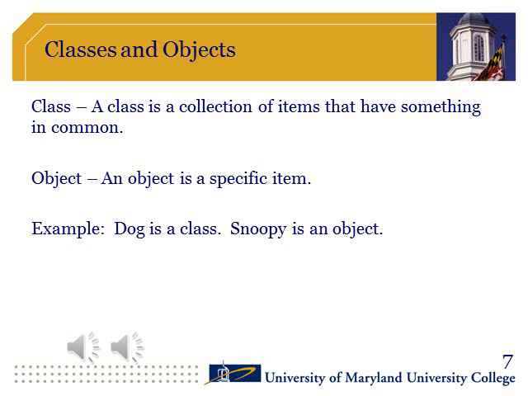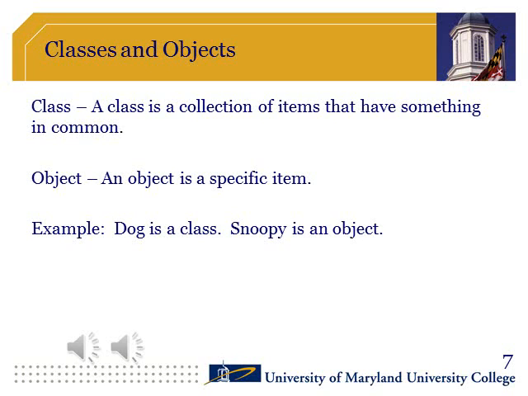There are two very important terms in object-oriented programming that need to be understood. These terms are class and object. Many times people interchange them, but they have distinct definitions. A class is a collection of items that have something in common. An object is a specific item.